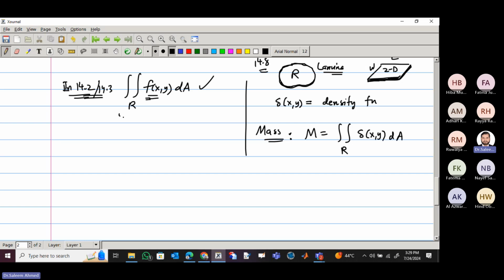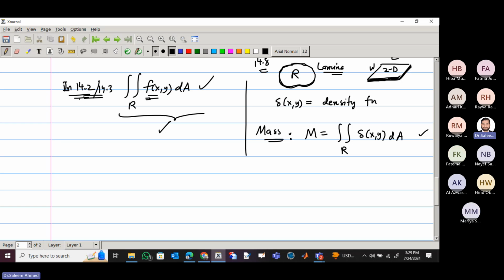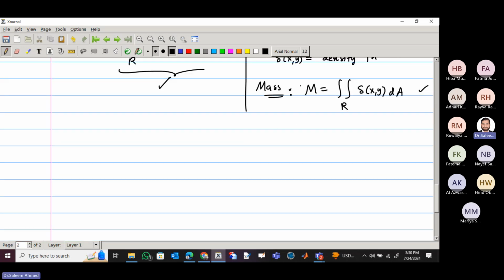Now tell me, is there any difference between this integration or this integration? They are exactly the same. Only thing is, here I am writing function as fxy, and here I am writing function as delta xy. That's it. So basically 14.2 and 14.3 give you 14.8. There is nothing new. I will give you the formula. You don't have to worry about this formula.